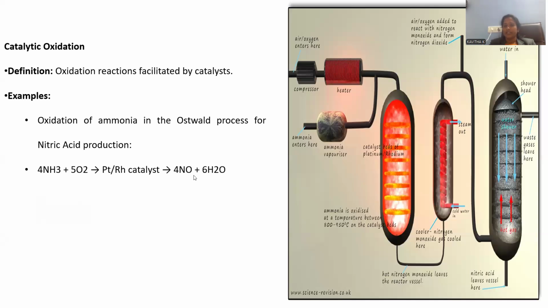NO is said to be nitric oxide. The method carried out is called the Ostwald process, and here the catalyst applied is either platinum or rhodium, so that ammonia is transformed into nitric oxide, in addition to water as the byproduct. This is the way oxidation with oxygen is possible.